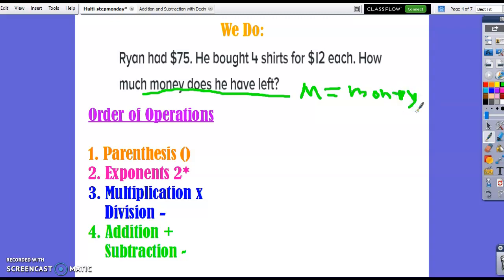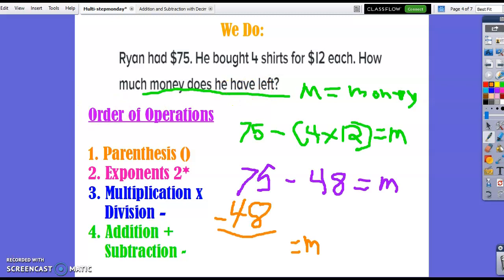Money. So I want you to pause the video here and see if you can solve. Okay, so you should have noticed that Ryan had $75. Then he bought 4 shirts for $12 each. And we were looking for money. How much money does he have left?